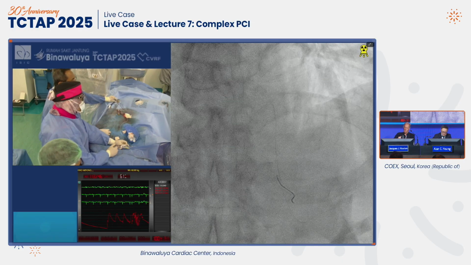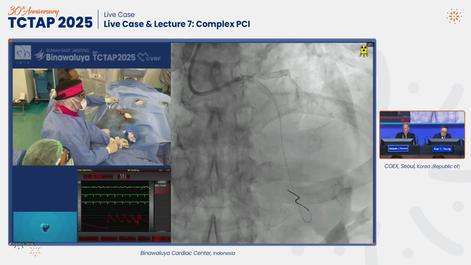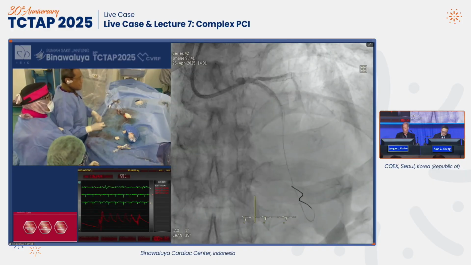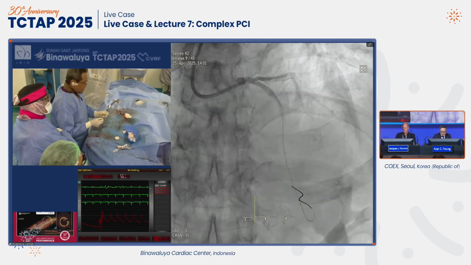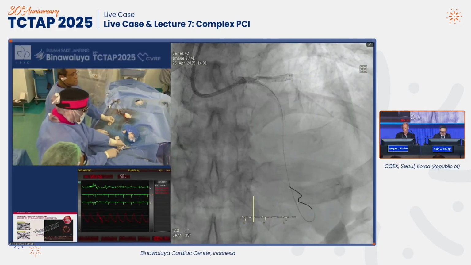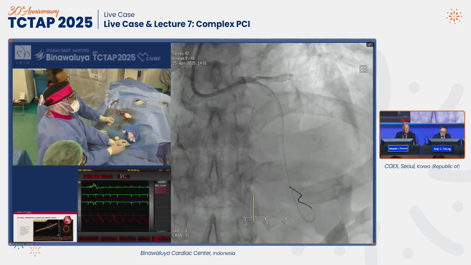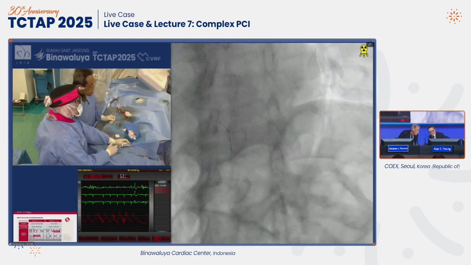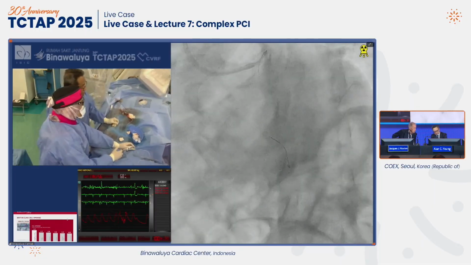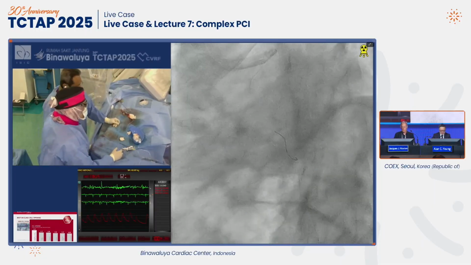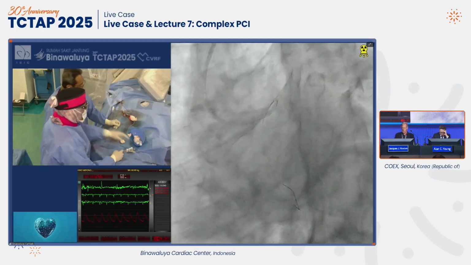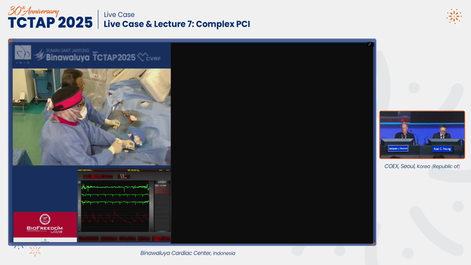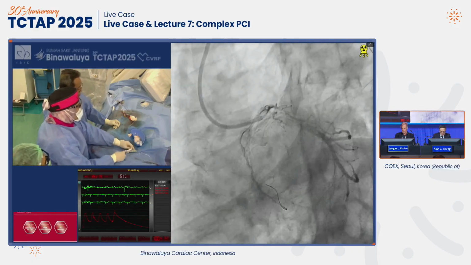Okay, I do an angiogram. Maybe a spider. Take a look at the circumflex. Spider. Yeah. This is 4 o'clock. Okay, so it looks about the same.